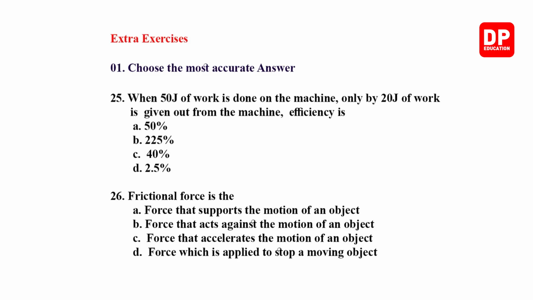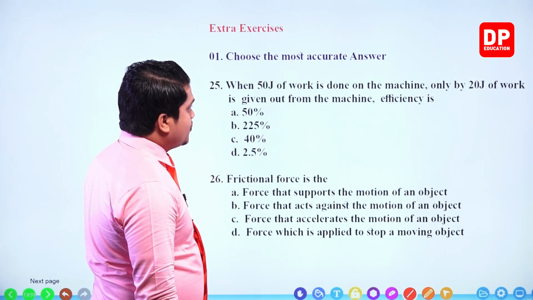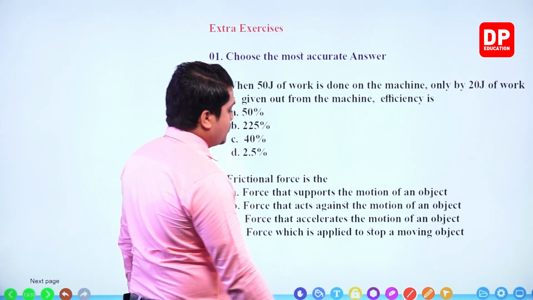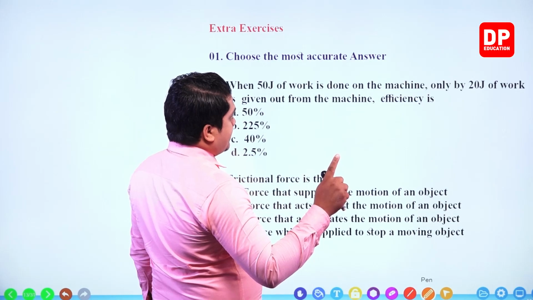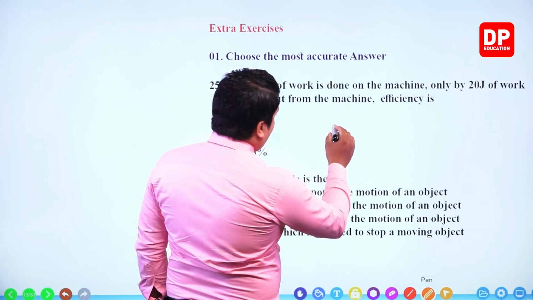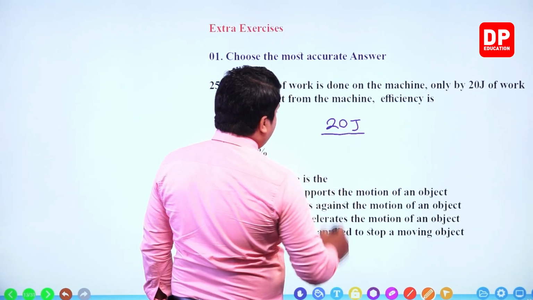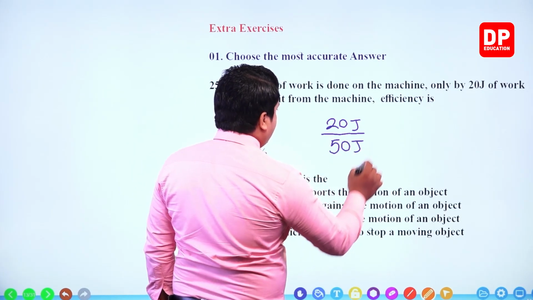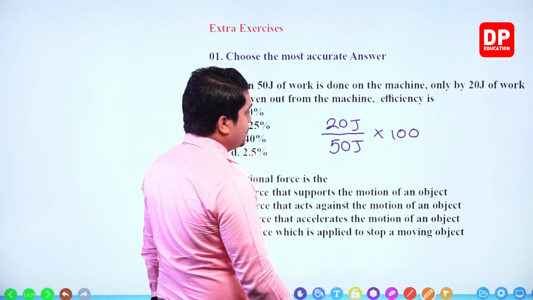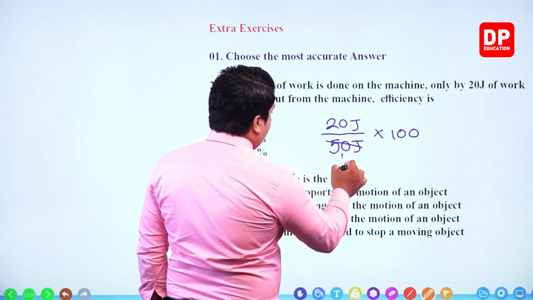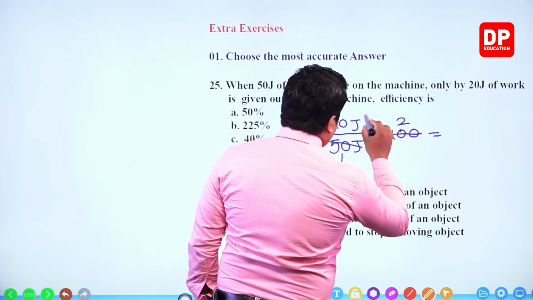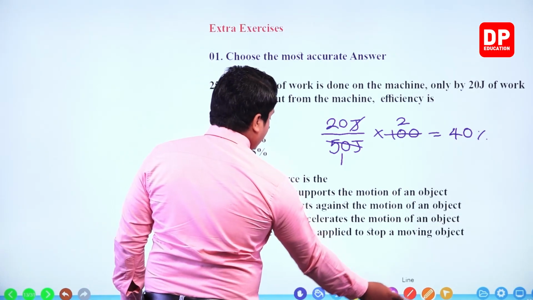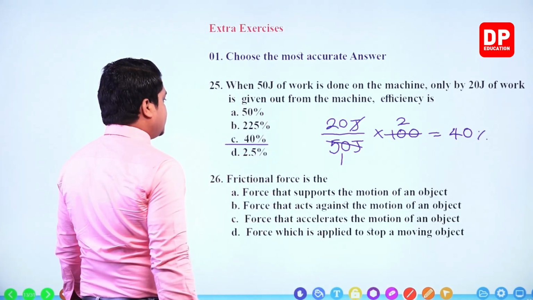When 50 joules of work is done on the machine, only 20 joules of work is given out from the machine. Efficiency. So efficiency is very simple. Only 20 joules of work is given out, so output is 20. Work done is 50 joules, so input is 50. You divide, multiply by 100, and divide the 2, so here 1, here 2. Answer is 40%. 40% should be the answer. Next one.